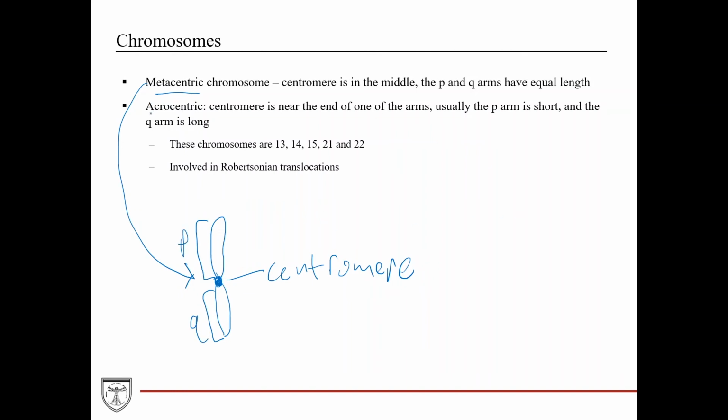Then you can have what's called acrocentric, which is where the centromere is near the end of one of the arms. So we'll draw that here. Usually the P arm is the shorter one, and the Q arm is the longer arm, as you can see here. And this would describe the structure of chromosomes 13, 14, 15, 21, and 22. These are the types of chromosomes that are involved in Robertsonian translocations. We'll talk in more detail about that in the Chapter 35 lecture, where we talk about aneuploidies.